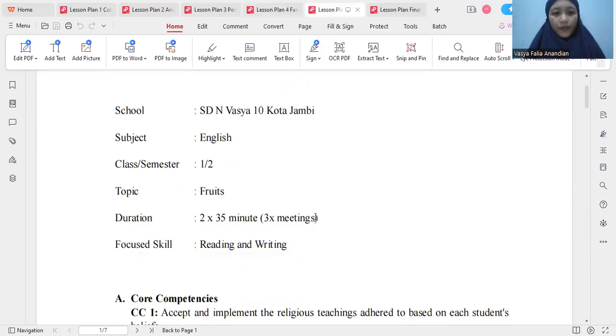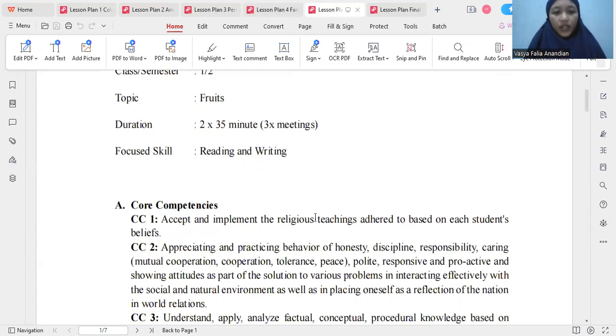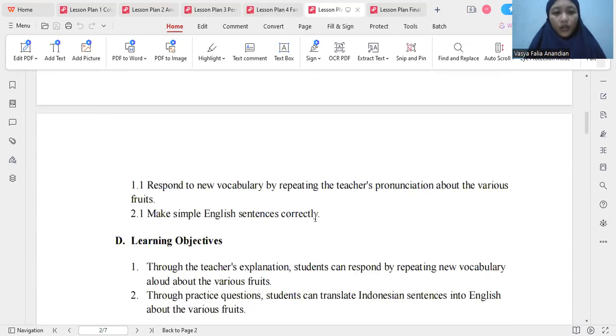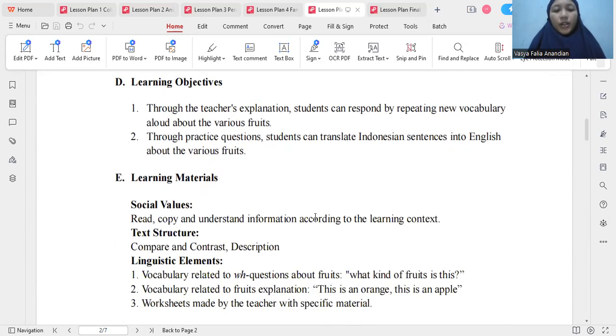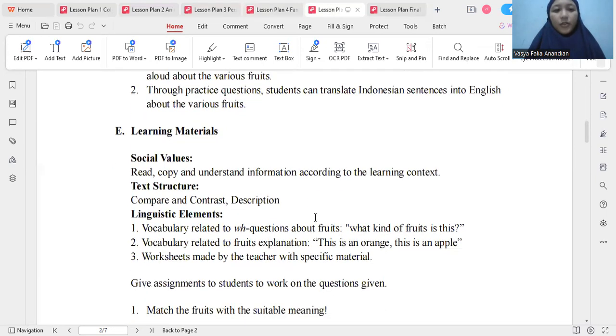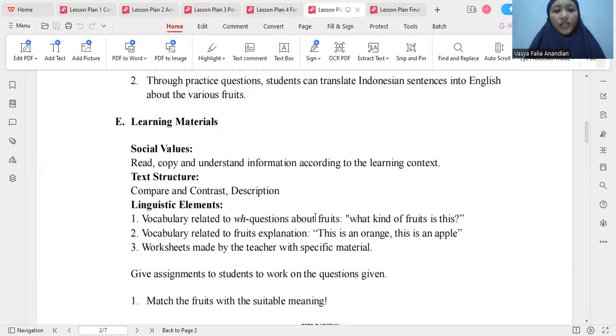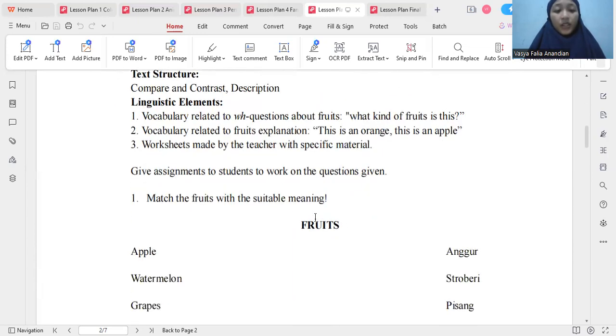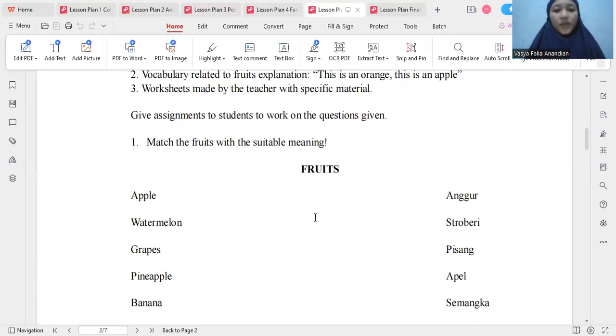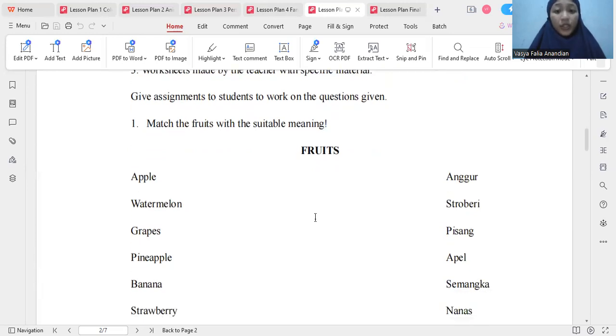So the fifth is about fruits. So students can know new vocabulary about fruits, and can translate English to Indonesian sentences about the various fruits. Text structure: compare and contrast. Linguistic elements: W and H questions, vocabulary related to the fruits. Explanation, worksheet made by the teacher.